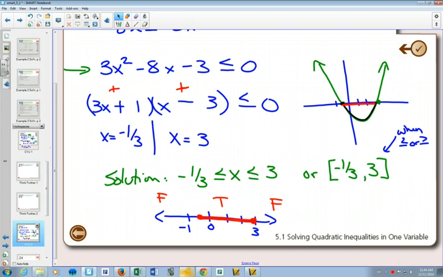Okay, the questions for this one. 7 and 11. 7-Eleven Slurpees. Yes.